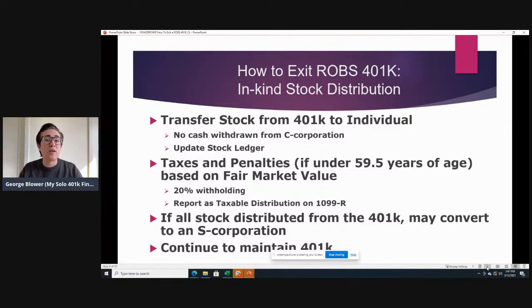If all of the stock is distributed from the 401k, just like in the buyback scenarios, you don't own any of the company through the 401k anymore, the entity could elect to be taxed as an S corporation. And again, you would still continue to maintain the 401k if your business is still operating. You wouldn't shut down the 401k in connection with the in-kind stock distribution.